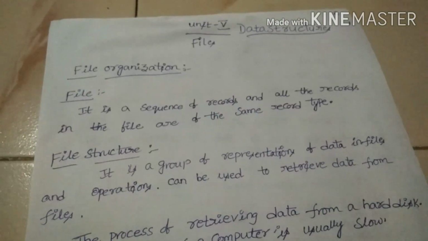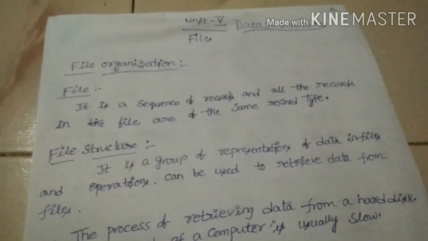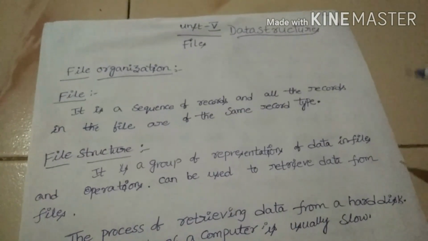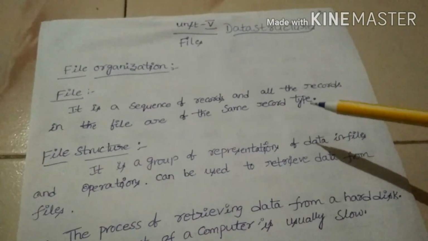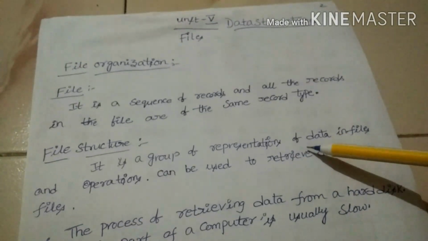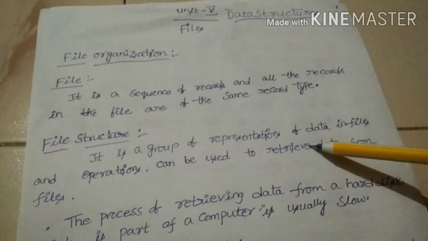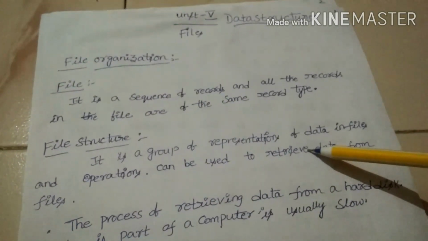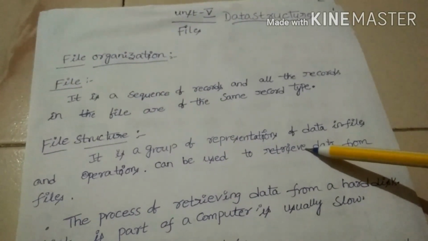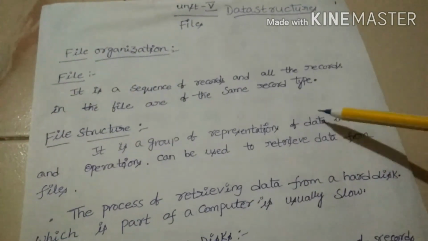The subject name is Data Structures for first year students. The last unit name is Files. What is meant by a file here? It is a sequence of records, and all the records in the file are of the same record type. It is a collection of various records of one type of entity. It is called a file.